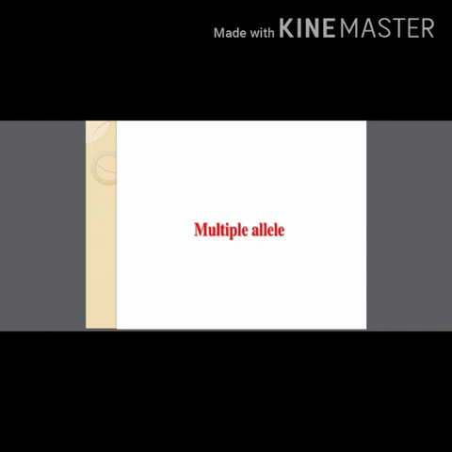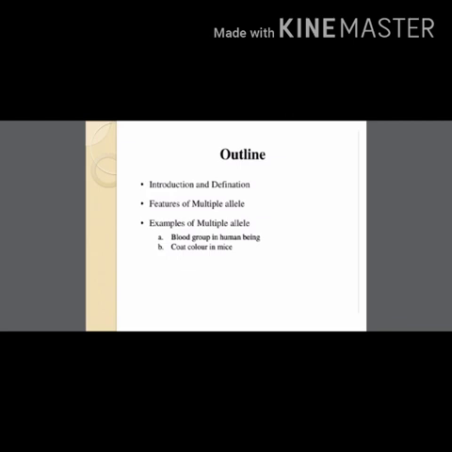Moving on to multiple alleles. When more than two different forms of a given gene exist in a species, they are called as multiple alleles.